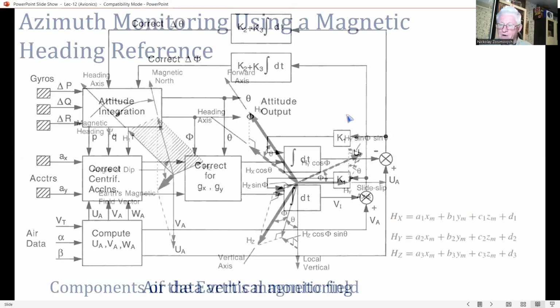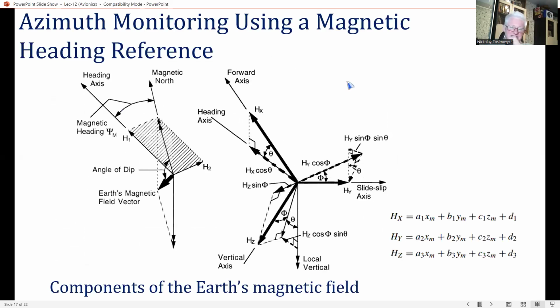Let's describe azimuth monitoring using a magnetic heading reference. Now, gyro compassing is not suitable for an AHRS with lower accuracy gyros, because alignment errors of 1 degree would result from using gyros with 0.1 degree per hour bias uncertainty.